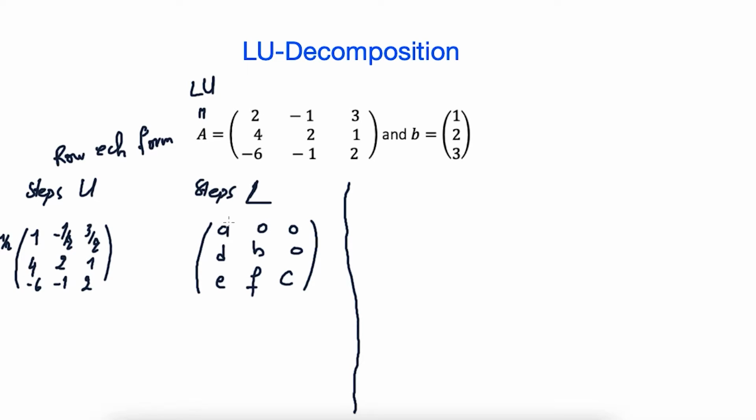So that means this value A here must be equal to the reciprocal of the multiplier, so 1 over 1/2, which is equal to 2. So that means we get A equals 2. So we can replace it here, so it will be 2, 0, 0, D, B, 0, E, F, and C.